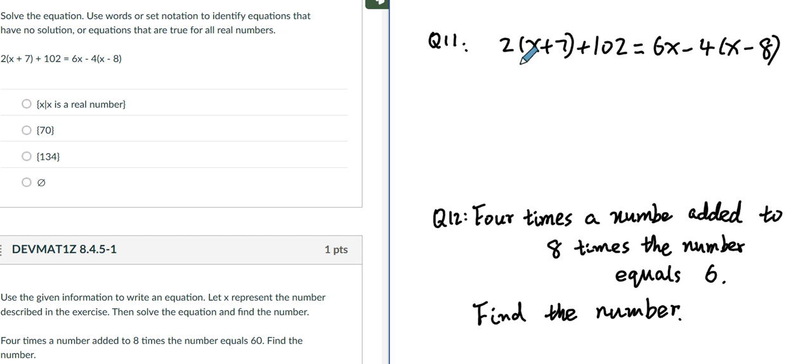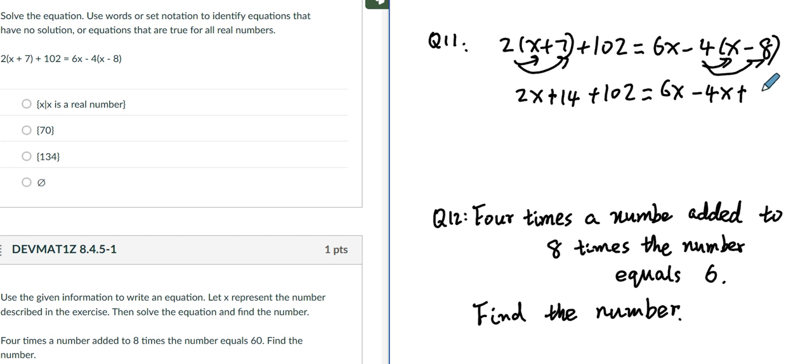Now, we do the distributive property here. 2 times x is 2x, 2 times 7 is 14, and then plus 102 equals, copy 6x down, and negative 4 goes to the terms inside. So you have a negative 4x. Negative times negative is positive, so you then have a positive 32, which is 4 times 8.